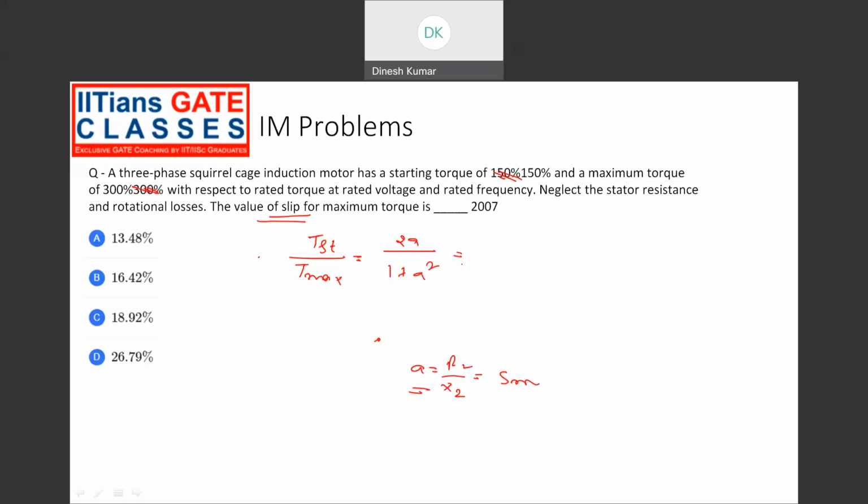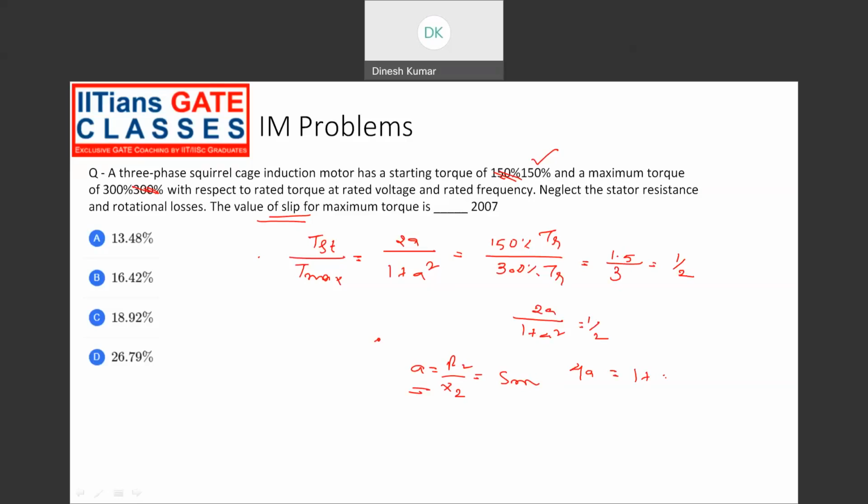The ratio: how much have they given? Starting torque of 150% and maximum torque of 300%. These are with respect to rated torque. So the ratio is 1.5 by 3, so 2a by 1 plus a square equals 1 by 2.